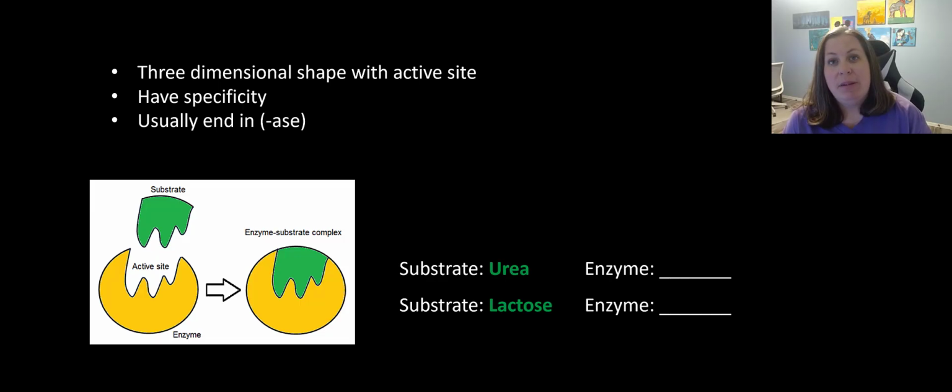Now, enzymes normally get named by using ase at the end. Not always, but for most of them they do. And so if you look here, if the substrate is urea, that's going to break down urea, the enzyme would be urease. Okay? If it's going to break down lactose, the enzyme would be lactase. So that's just an example of some of the enzymes and how they're named and the fact that they are very specific.